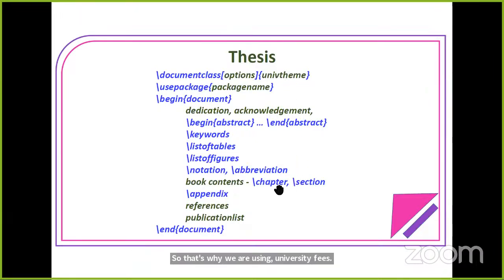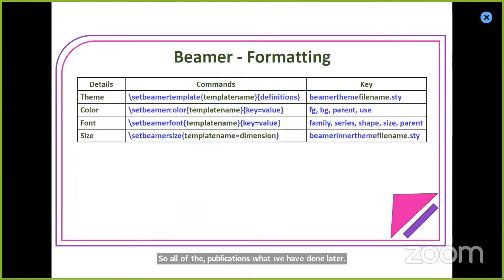And we have chapters as well as sections, and sometimes we may have an appendix, the references, as well as the publications from our journals, right? We want to list out the publications that we have done. So our journals and publications will be listed at the end. This is the format, the structure of your thesis.